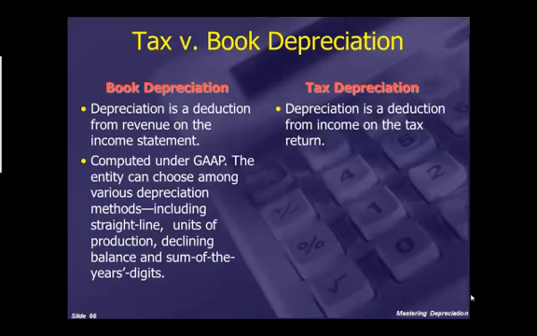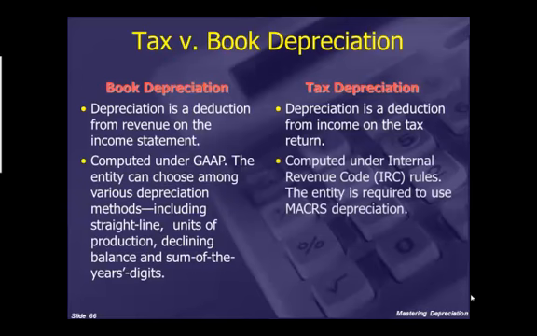The book depreciation is computed under GAAP, generally accepted accounting principles, and the business entity can choose among various depreciation methods. That would be the straight line, the units of production, the declining balance, and sum of the year's digits. Tax depreciation is computed under the Internal Revenue Code, the IRC rules. The business entity is required to use MACRS, M-A-C-R-S, which stands for Modified Accelerated Recovery System.